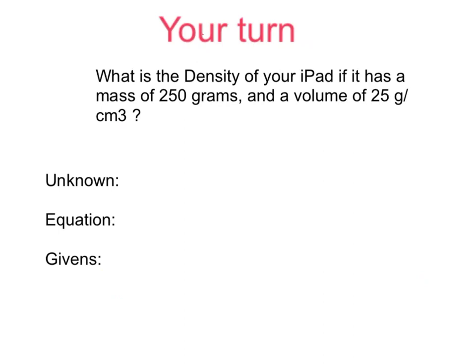Awesome, I'm sure you guys are done. So let's go ahead and check the answer. If you take 250 mass and you divide it by 25, you end up with the density of 10 grams per centimeter cubed. If that is what you got, great job. If that is not what you got, you may want to go back and check your formula.